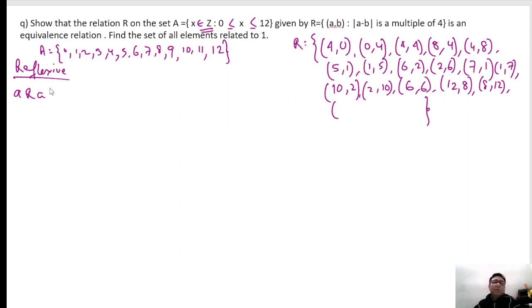Now let us check for the reflexive. So here they are telling a minus a mod, which is coming 0, and definitely 0 is a multiple of 4. So that means reflexive is valid. Next come to the symmetric.